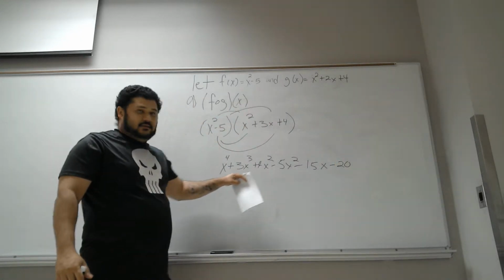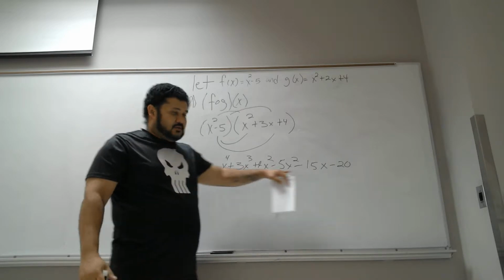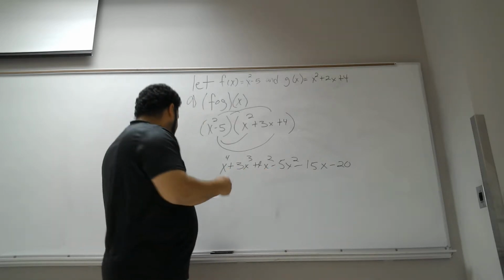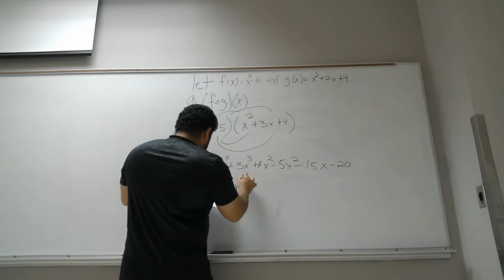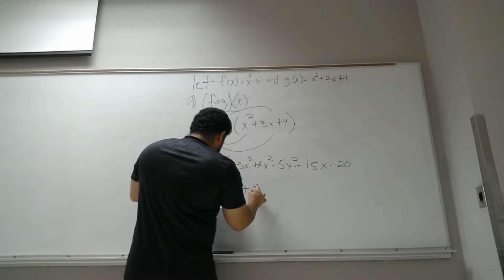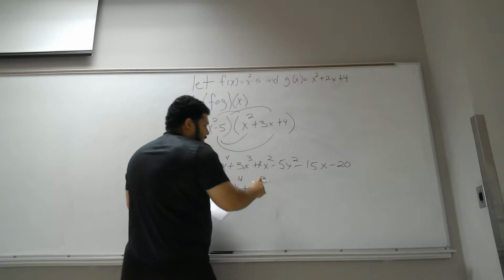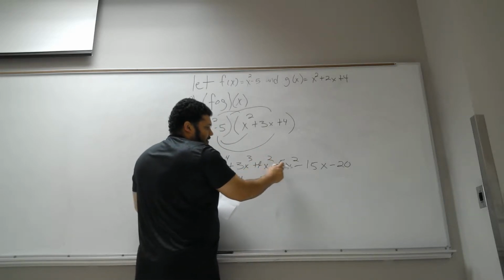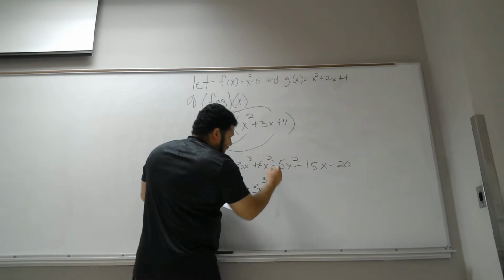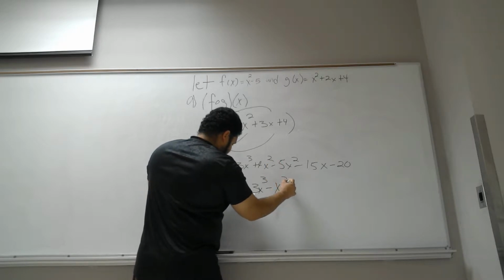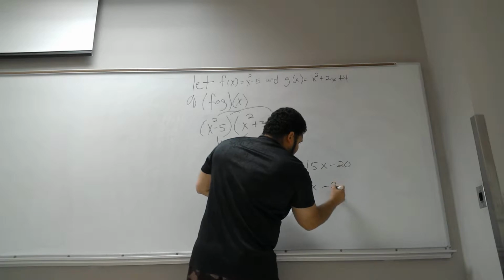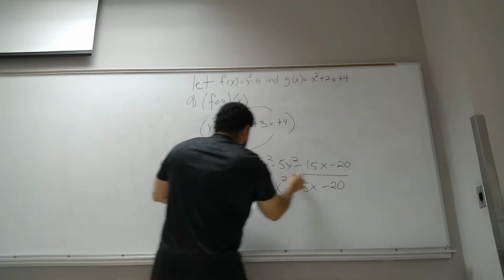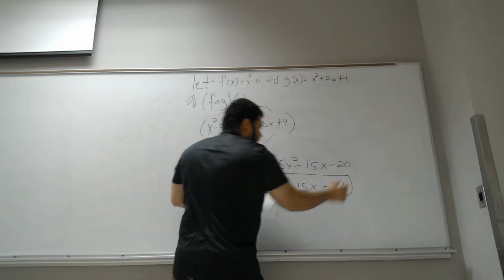We can leave this, but we gotta add like terms to finish and solve it. So we're gonna take the x to the 4th plus 3x cubed, then the 4x squared minus the 5x squared equals negative x squared minus 15x minus 20. And technically, that is our answer right here.